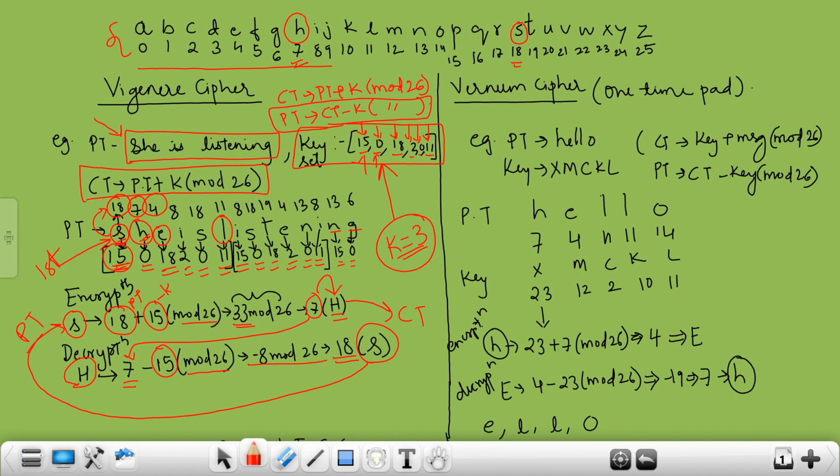Okay, so I will just repeat this. It's a very simple algorithm. It is a simple variation of your shift cipher. The formula remains the same. Cipher text is nothing but your plain text plus key mod 26. The difference over here is that there is no one key given to you. There will be a set of keys that will be given to you that you have to repeat for the plain text.